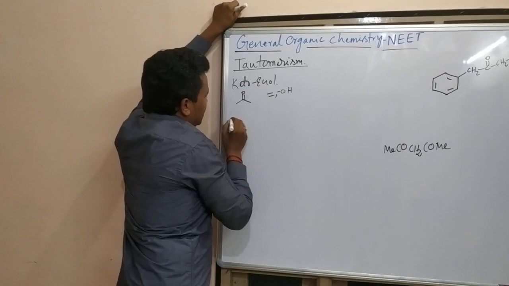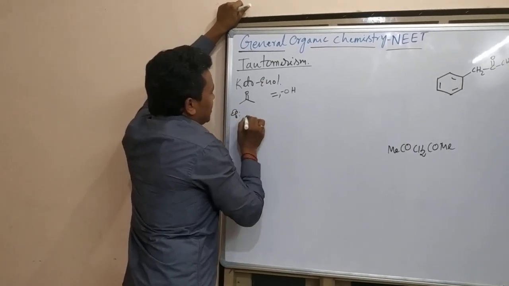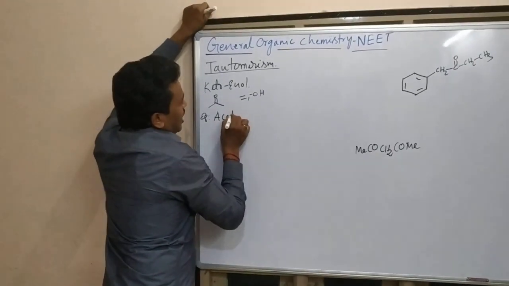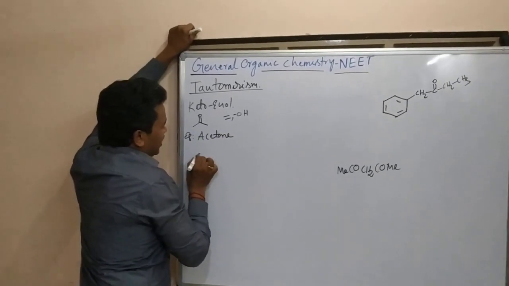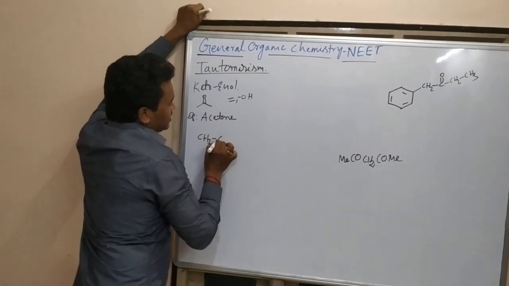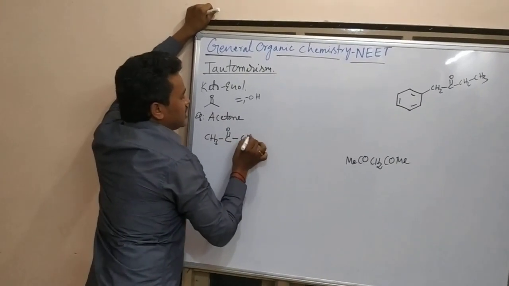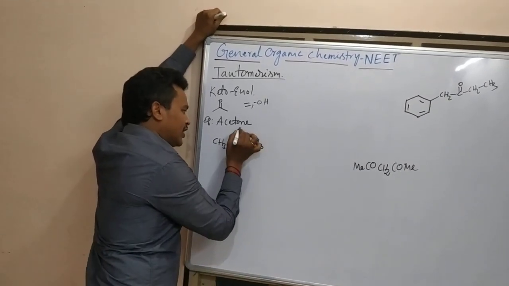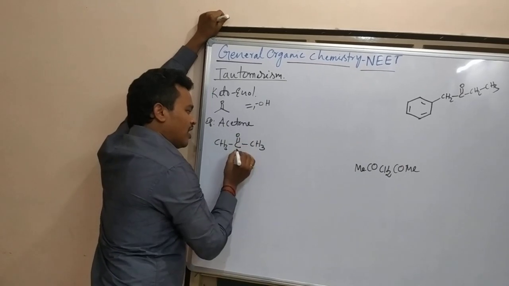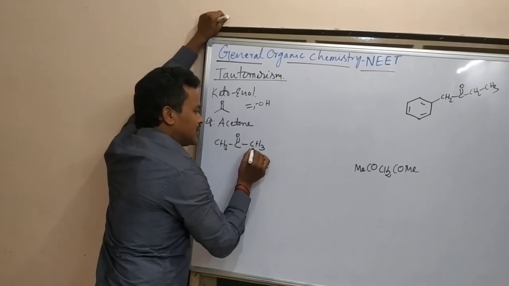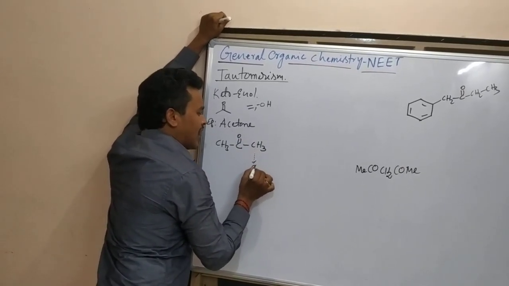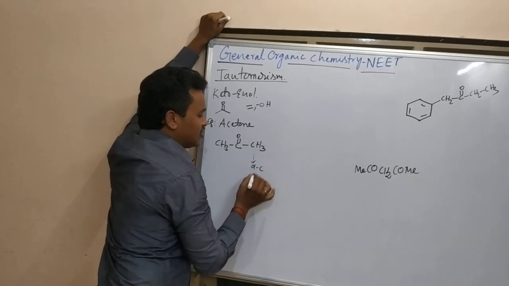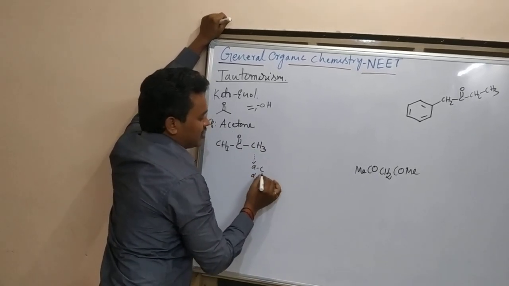See, the keto form. The best, well-known example is acetone. We know that acetone is CH3, C double bond O, CH3. This is the keto group, and this is the functional group. The next carbon is the alpha carbon, and these hydrogens are alpha hydrogens. How many alpha hydrogens are there?